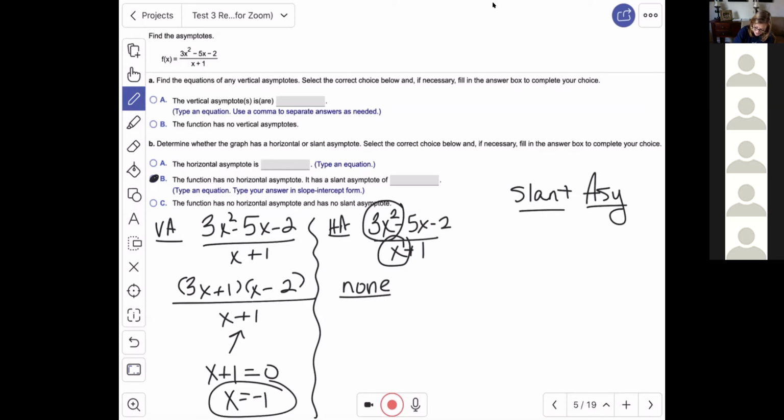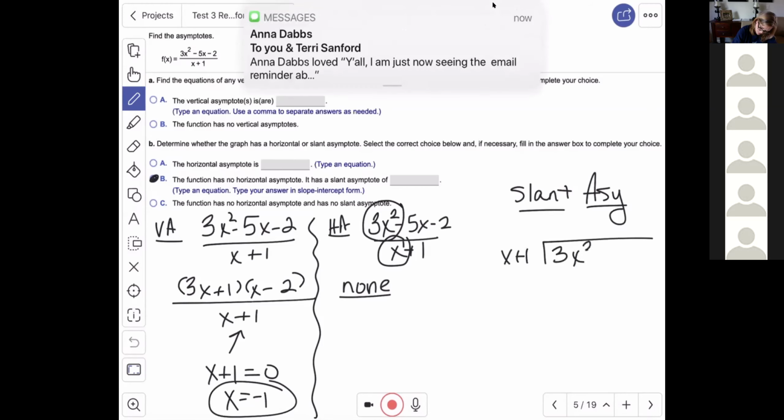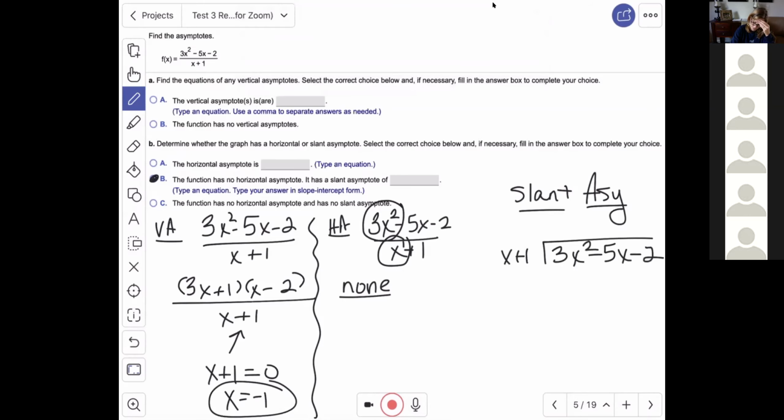And the way you find it is you're just going to divide this fraction. You're dividing x plus 1 into the numerator. So you're going to divide, and it's just a little short division. The quotient is your answer, and it's going to be in the form of y equals mx plus b, which is a line, right? And you could use synthetic division on this if you wanted to also. So just quickly, x goes into 3x squared.